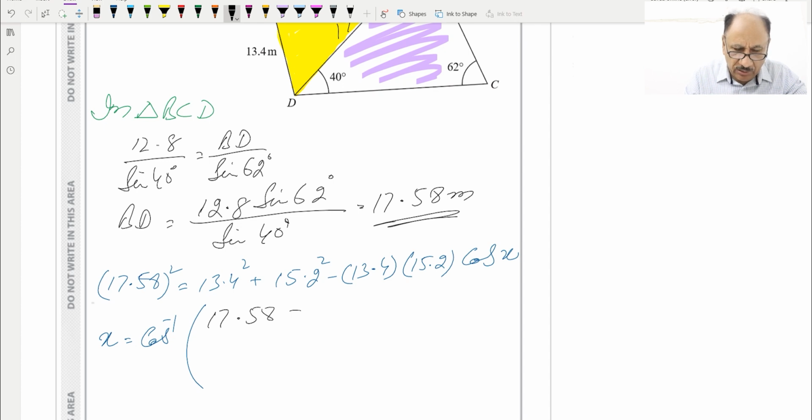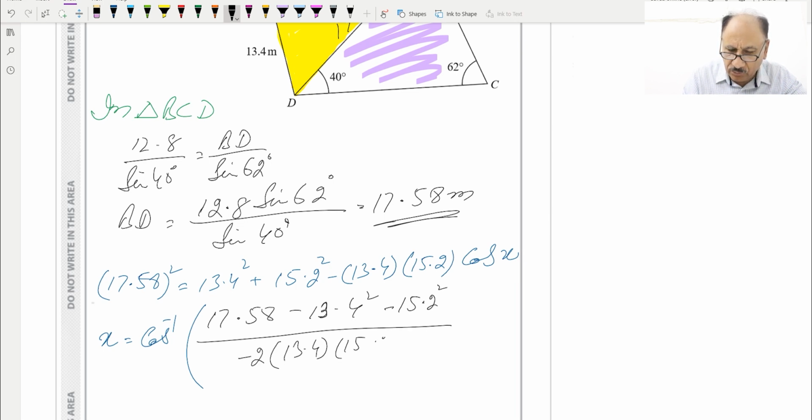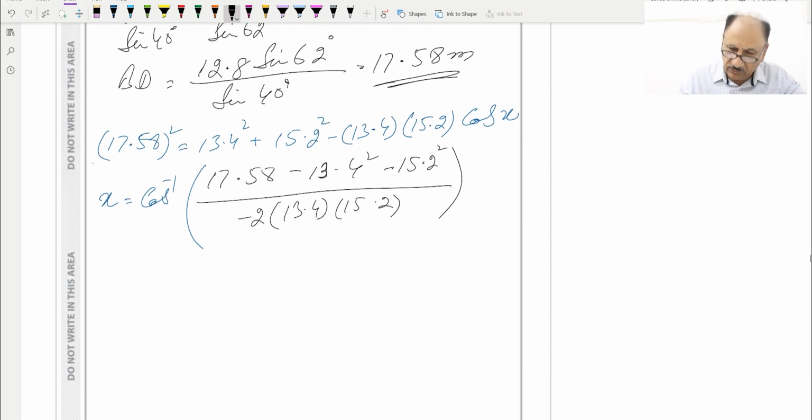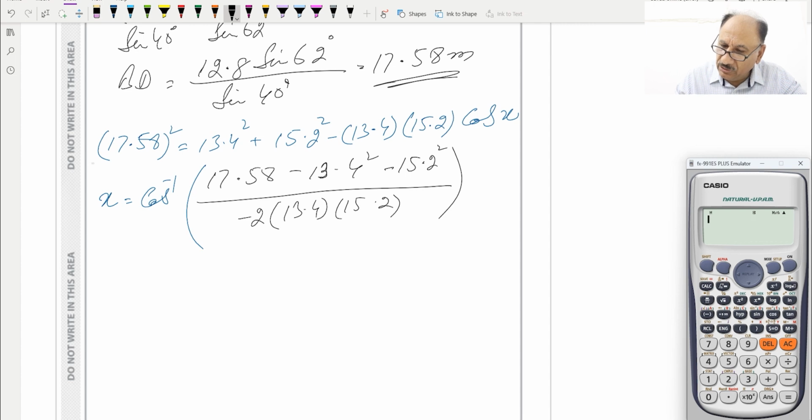17.58 and minus 13.4 square and minus 15.2 square, and divided by minus 2 into 13.4 and 15.2, and bracket close. This is our cos inverse formula which we can apply. So this will be shift cos of fraction, which is 17.58 minus 13.4 square.